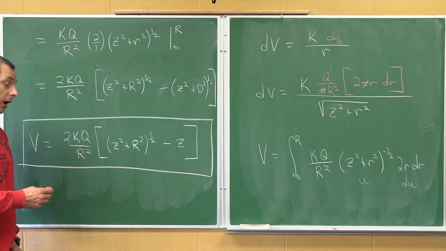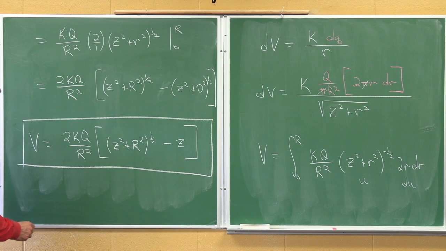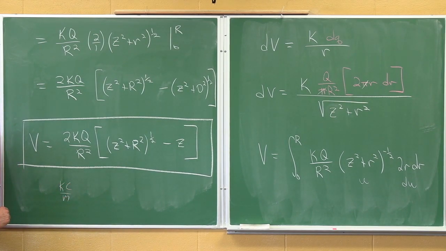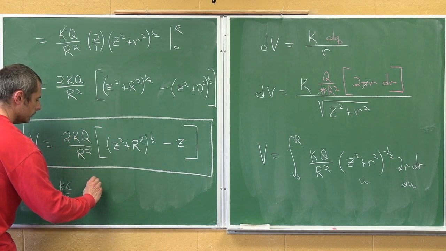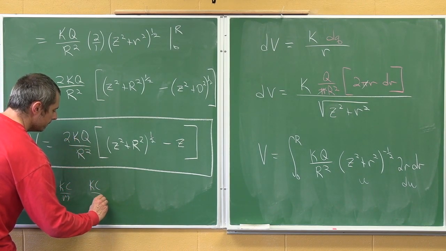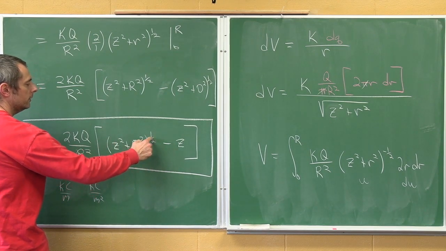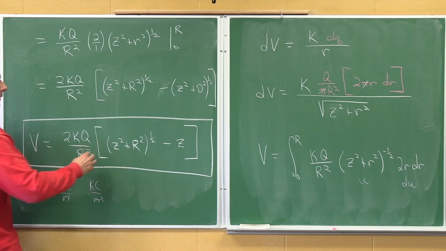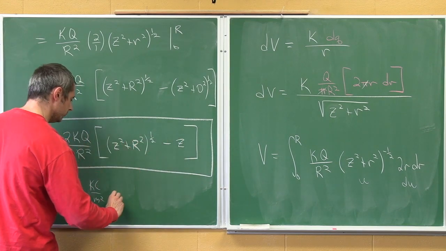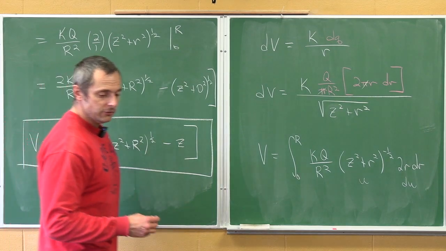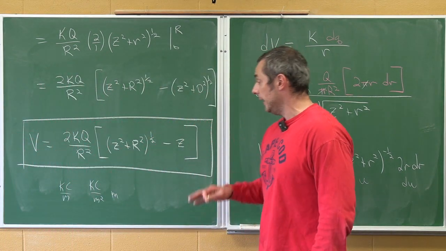Now, are the units correct? We could do a unit check. Remember, we need K coulombs per meter, KQ over R. Right now we've got K coulombs per meter squared. And then all of this is meters. Meters squared to the 1/2 is meters. So we have basically some amount of meters inside these brackets. And the formula seems to work out, okay? So that's the potential of a charged disk.